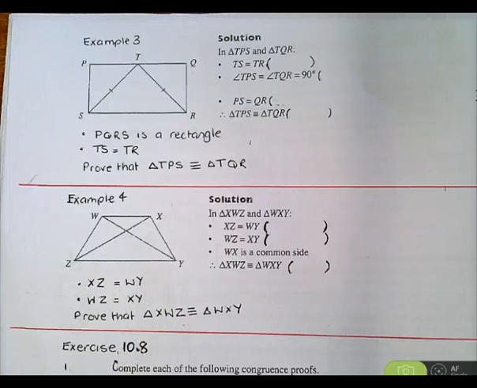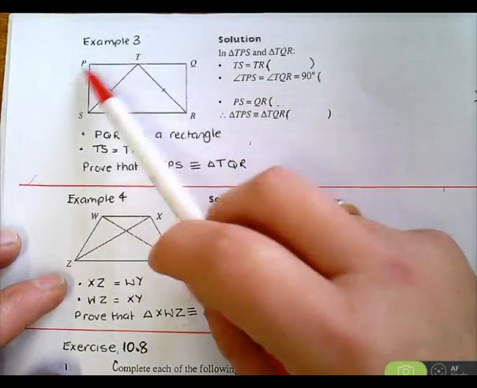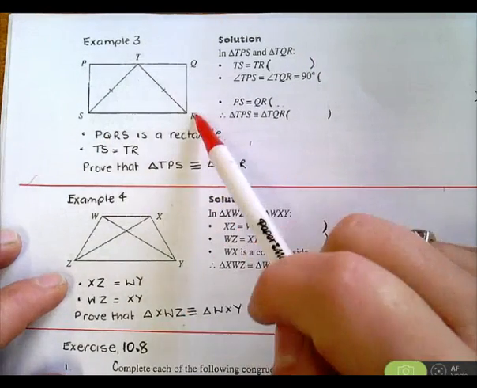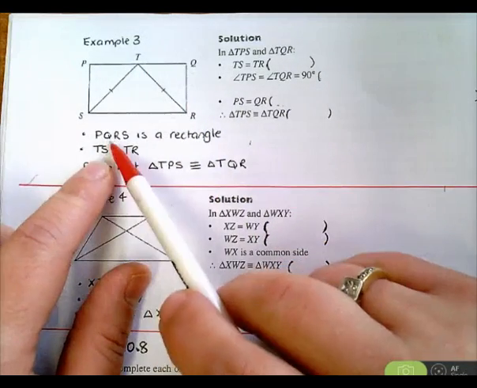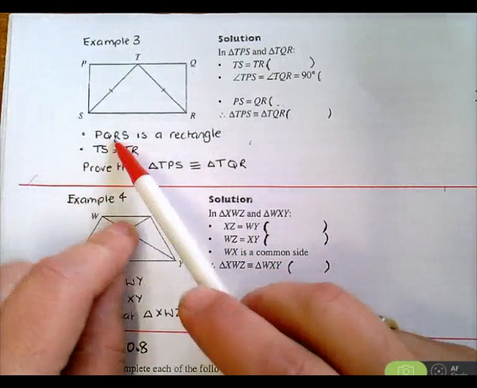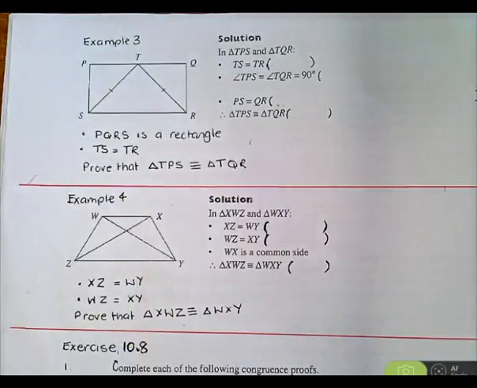Example 3. Okay, in this first example, again, step 1, identify the triangles: triangle TPS and triangle TQR. You can see that. Here is the given information down here, that PQRS is a rectangle. Because we've told you it's a rectangle, you can tell me any property of a rectangle in your proof. With a rectangle, what do you know?